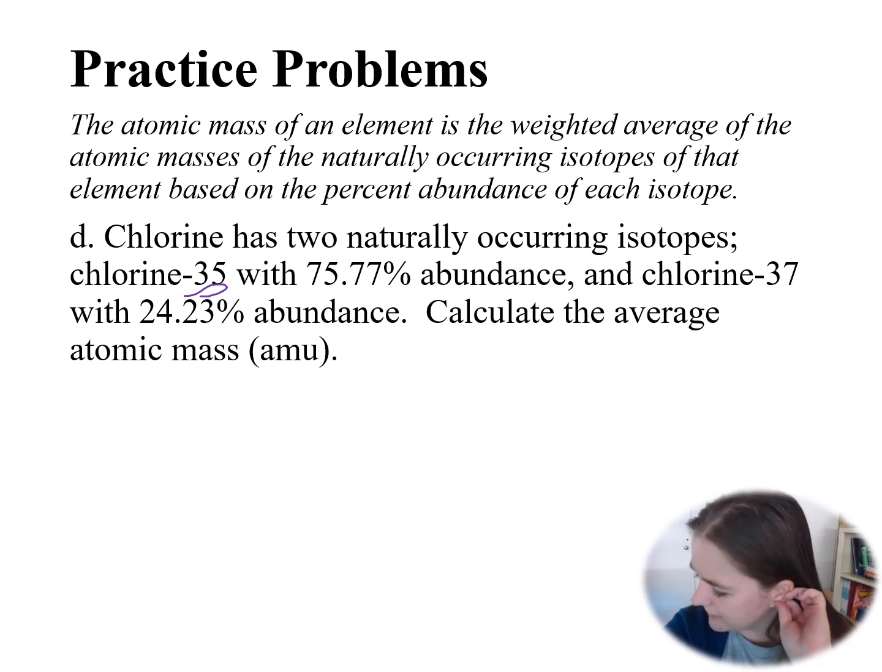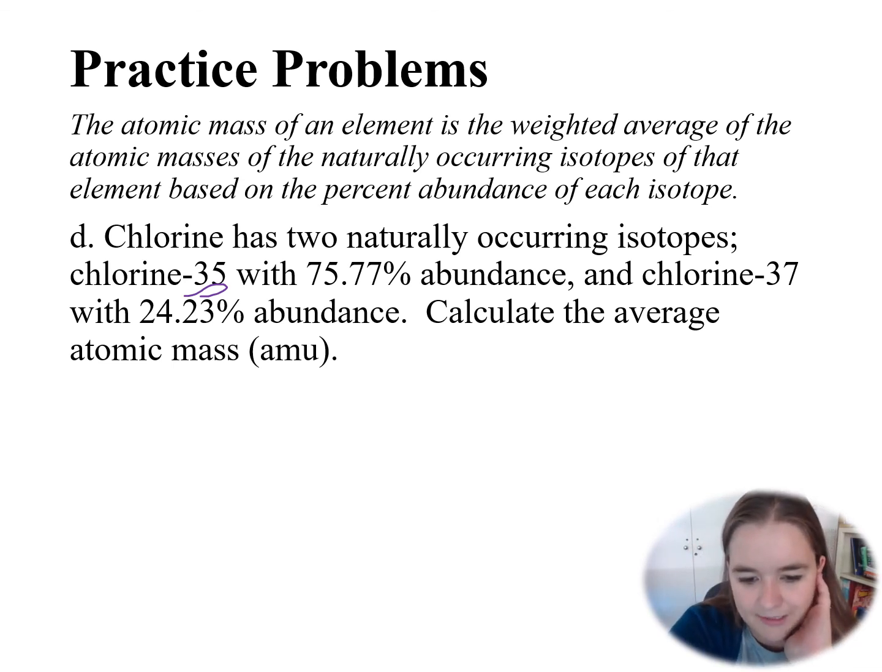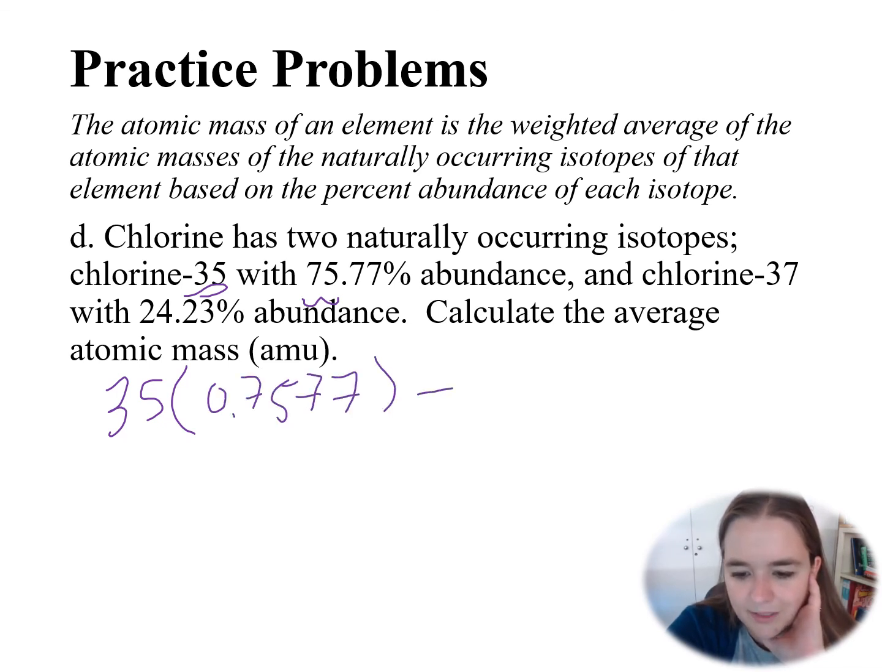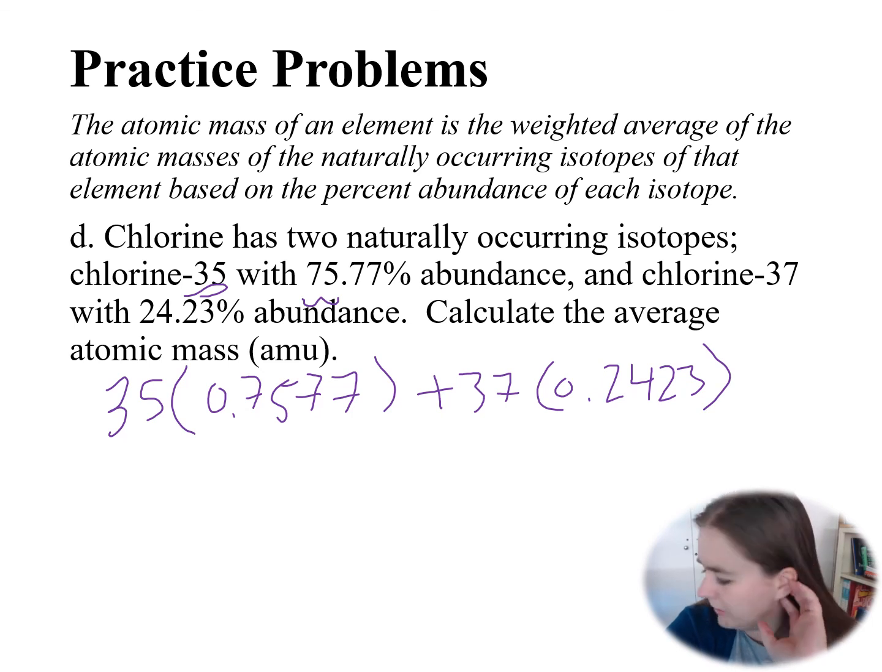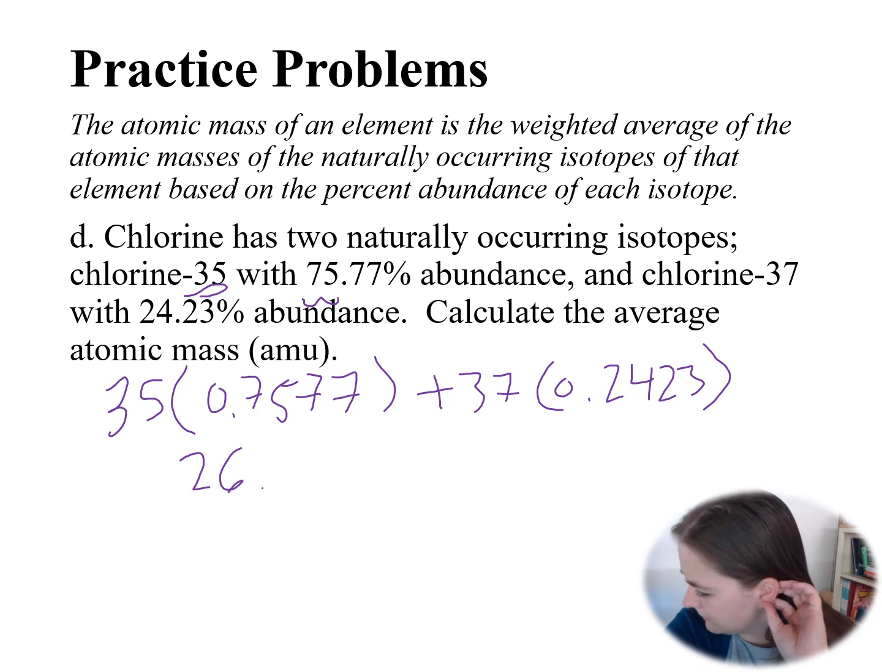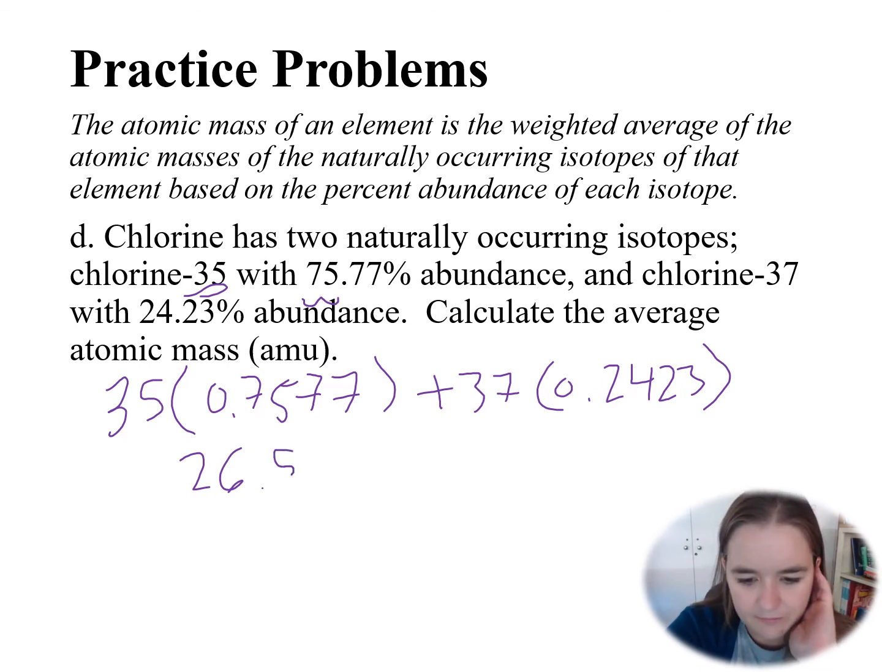When I calculate this, I'm going to multiply each mass by its percent abundance. When I'm turning percent into a decimal, I move over 2 spaces. So 35 times 0.7577 plus 37 times its percent abundance, 0.2423. When I multiply 35 times its percent abundance, I get 26.5195.